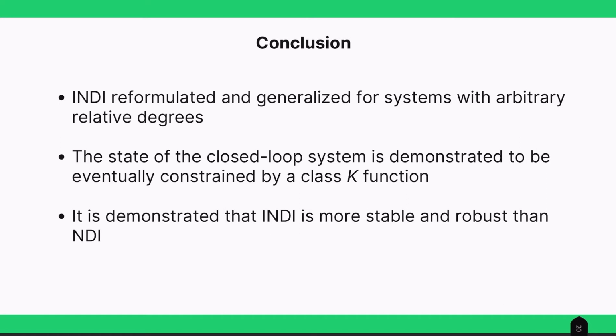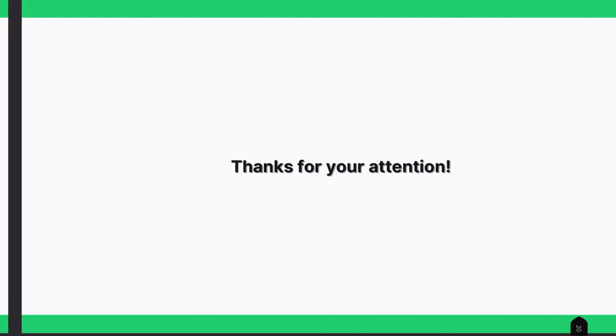This study reformed and generalized the INDI control for systems with arbitrary relative degrees. The state of the closed loop system is demonstrated to be eventually bounded by a class K function of the perturbation bounds using Lyapunov methods and nonlinear perturbation theory. Without utilizing any additional robust or adaptive methods, it is demonstrated that INDI is more robust to regular perturbations than nonlinear dynamic inversion (NDI). Additionally, it can withstand certain singular disturbance regions. Furthermore, the simulations showed how well the reformed INDI control worked. Thanks for your attention.